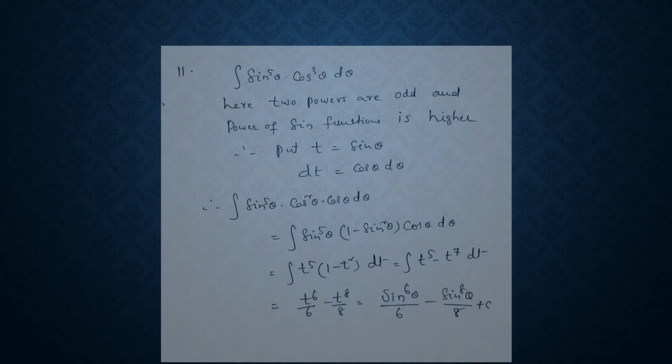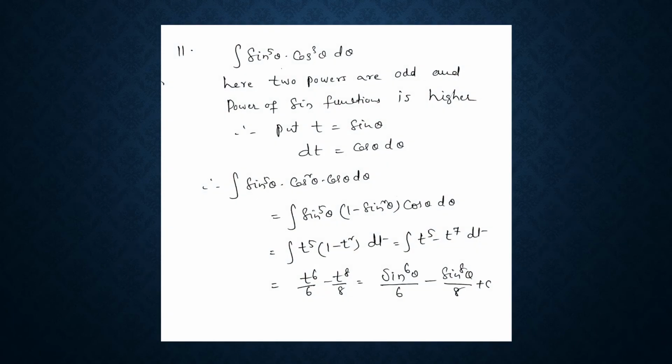Yes, coming to the next problem: the integral of sin to the power of 5 theta into cos cubed theta d theta. We can see that the two powers in the integrand are odd numbers, that is 5 and 3. If both powers are odd numbers, then take the function which has the higher power. So you can take the variable t equal to sin theta. Sin theta is the substitution. Then differentiating with respect to theta, we get dt equal to cos theta d theta.